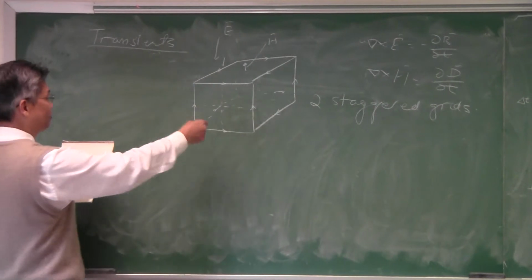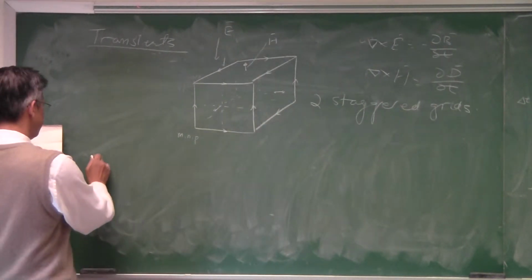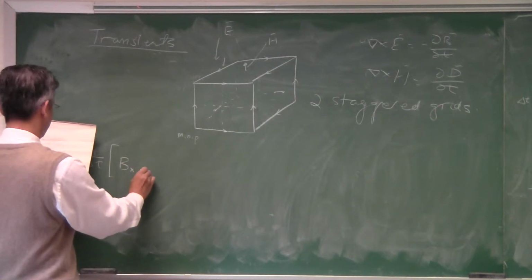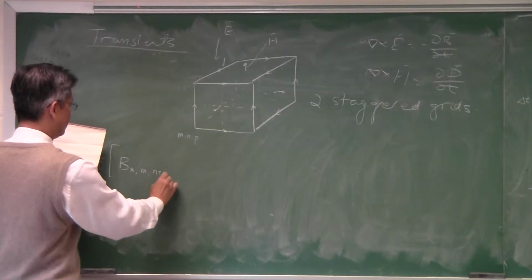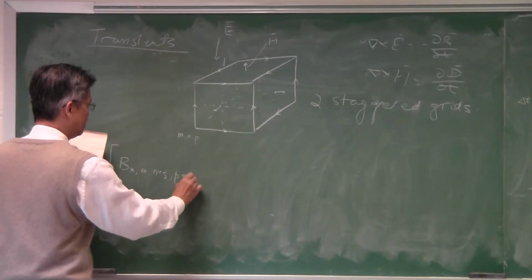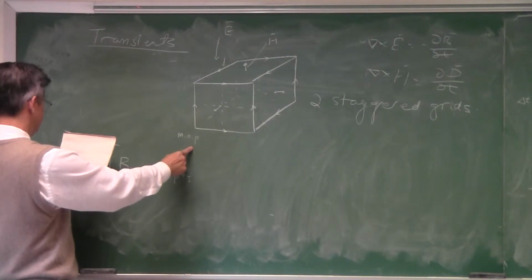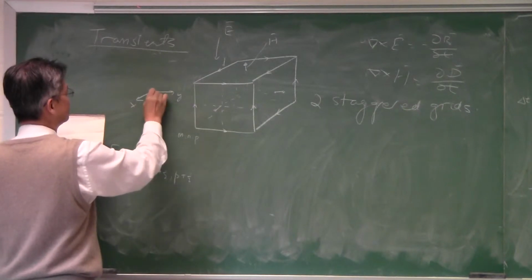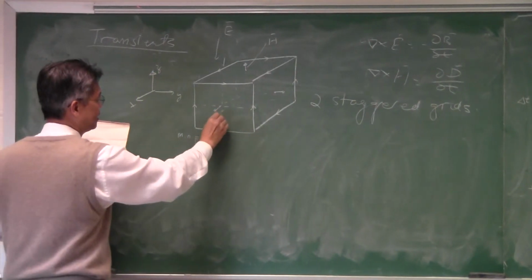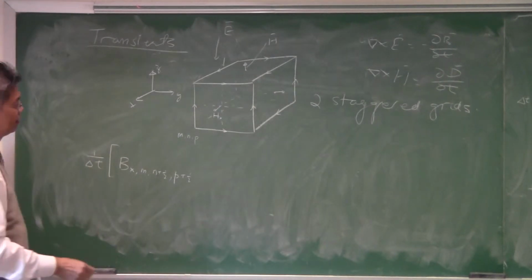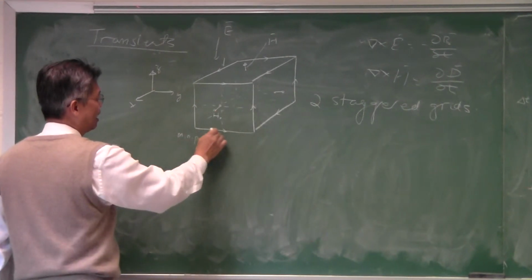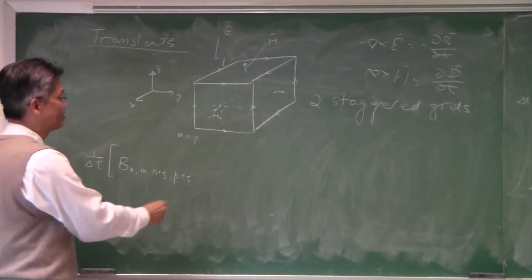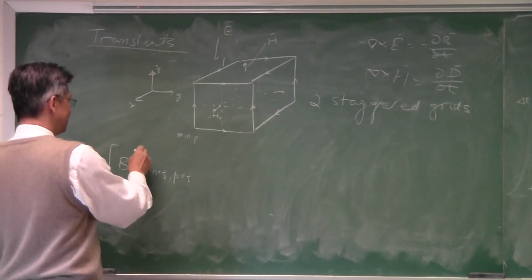And then if you write down the finite difference equation for that particular example, you can write it in this manner. Hx at m, n plus half, p plus half. If I call this an MNP point, okay, this is my x-axis, this is my y-axis, this is my z-axis. Okay, this is Hx. Hx will be given by the half grid point. Okay, this is half in the y direction and half in the z direction is what it means. Okay, this thing has two different time steps.